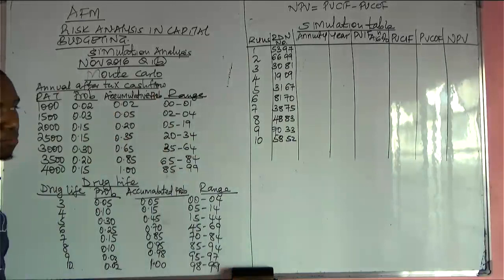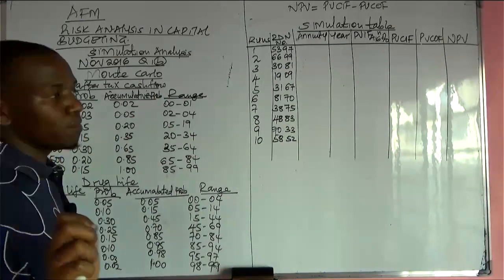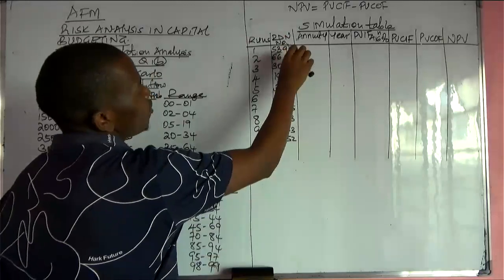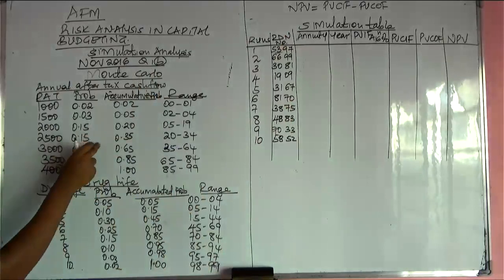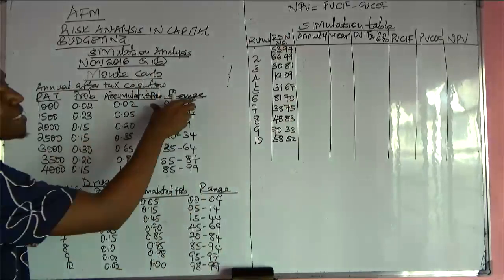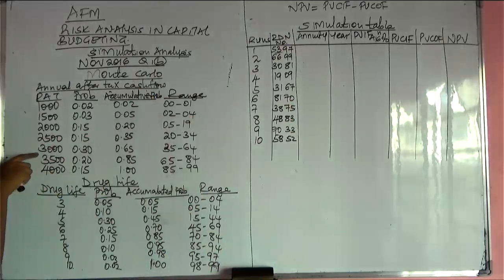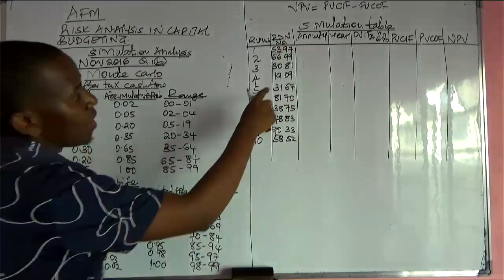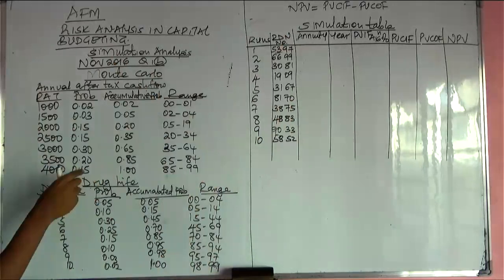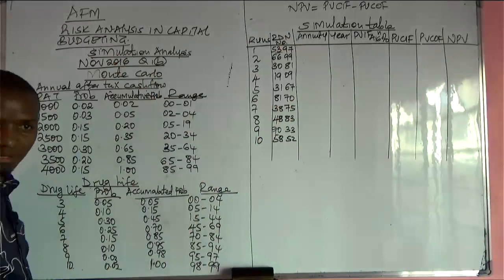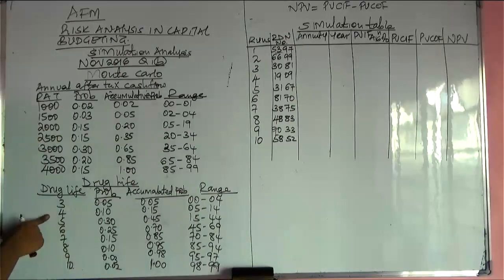Now we proceed. What will help us is these random numbers. The first two will represent what we call the annual after-tax cash flow. We'll look at where it ranges, and where it ranges will give us the annuity. Are we together? Now, this other one will represent the drunk life. We'll also look where it lies, and where it lies will give us the drunk life. So let's begin.